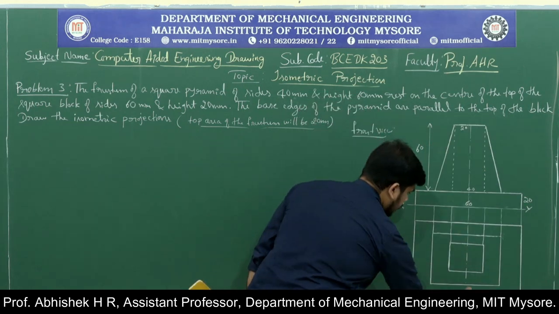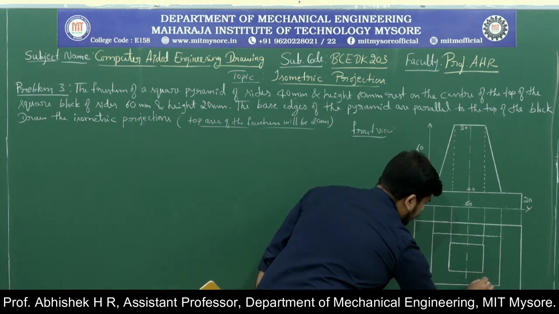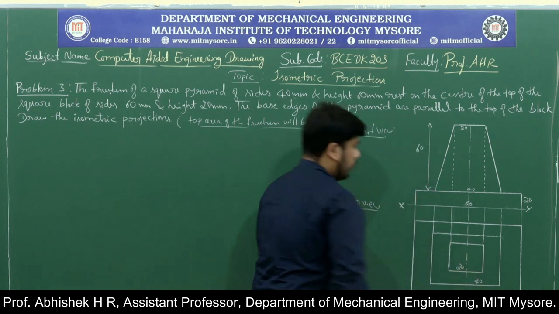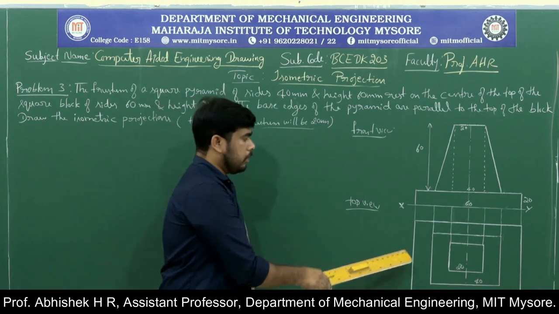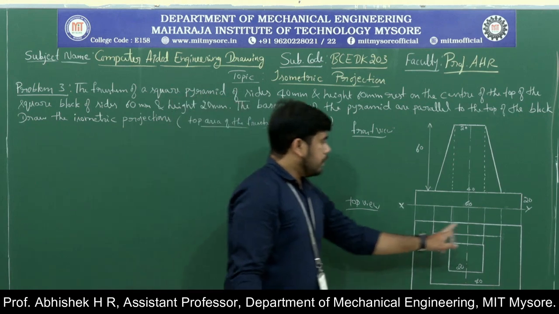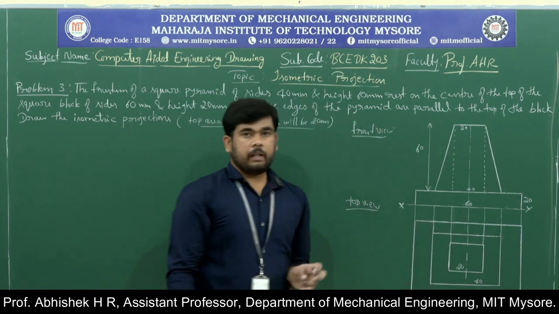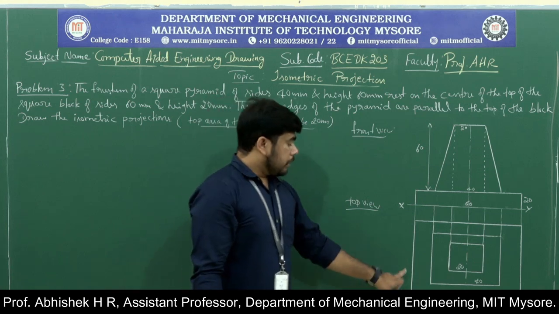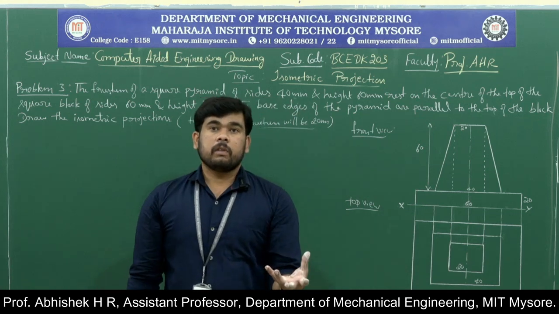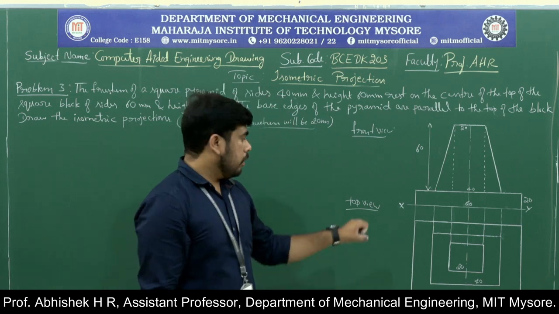Okay, so this is 60, this is 40 and this is 20. So this is how the top view can be drawn: a 60 mm square block, a 40 mm square block and one more 20 mm. Why is it so? The 60 mm square block is the base block.